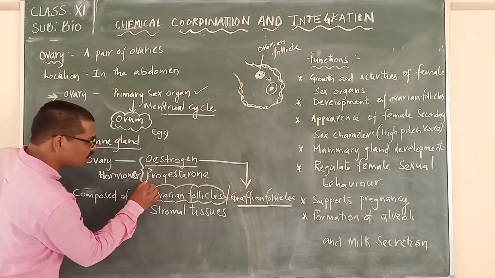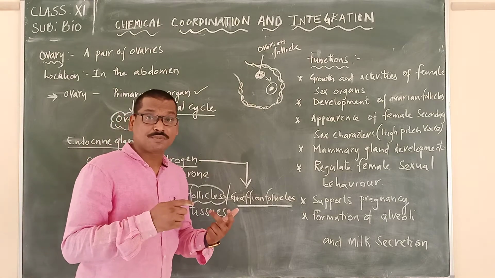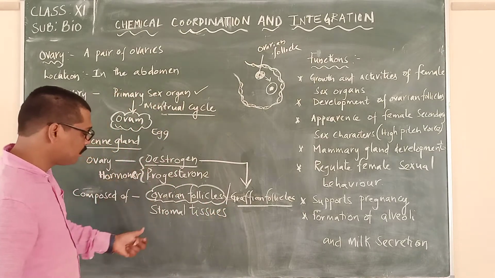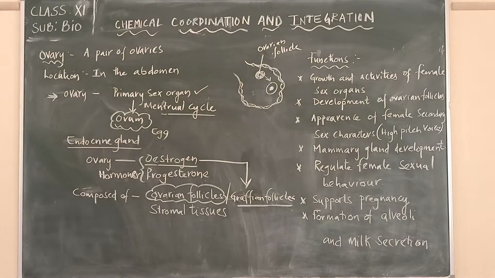There is another hormone called progesterone. Now, which part produces progesterone? To understand that, the first thing we have to remember is that there is another structure called stromal tissue.